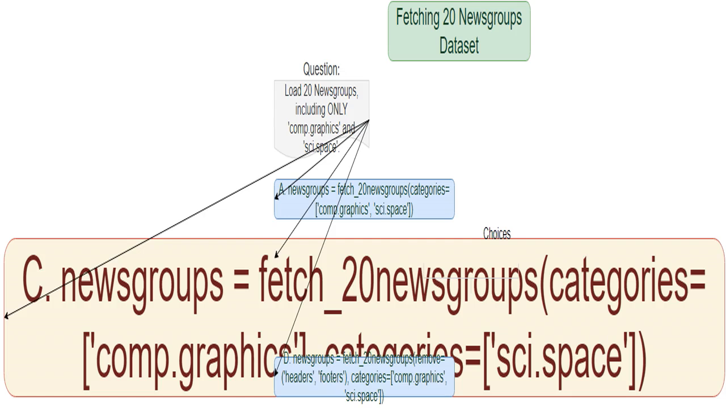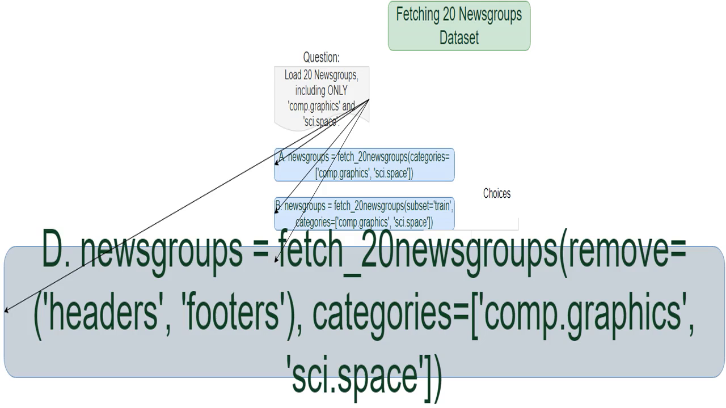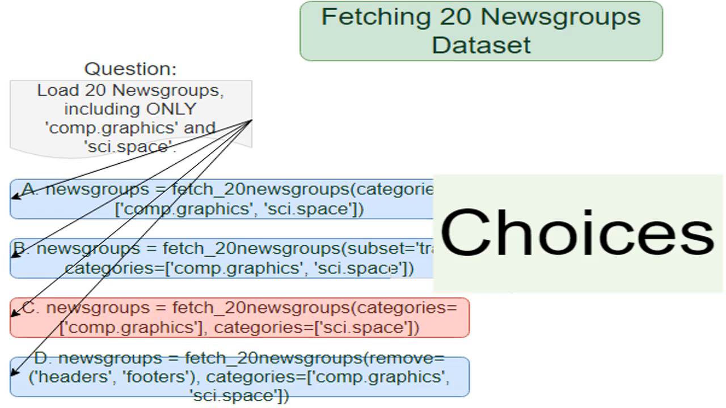This is incorrect. I'm trying to use the categories parameter twice. Only the last categories specification, space, will be used, overriding the first one. This also works, but it's unnecessary. I'm specifying the categories correctly, but also adding remove equals headers, footers, which removes header and footer information from the documents. This is not relevant to the core question. These are the multiple choice options for the question. Let's see how well you understand the options.